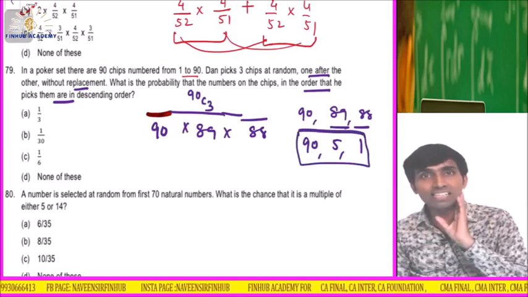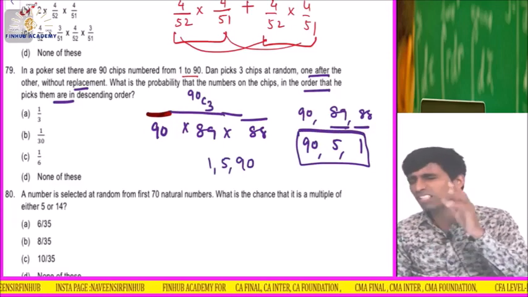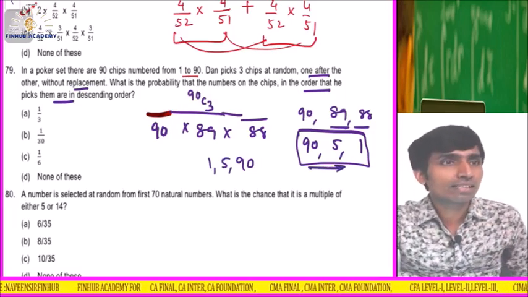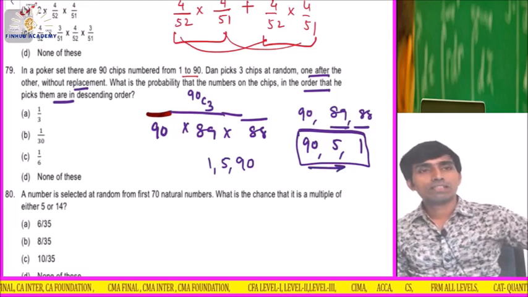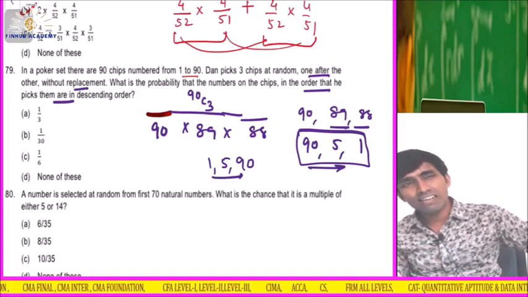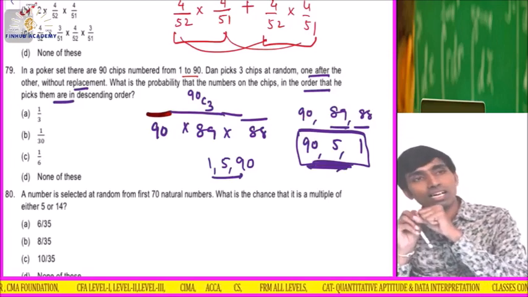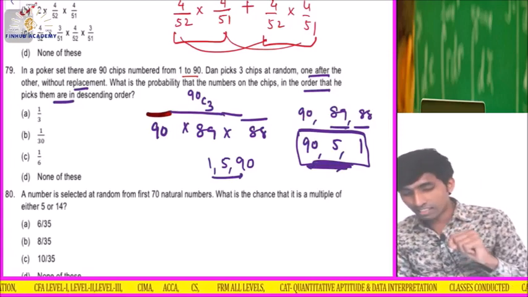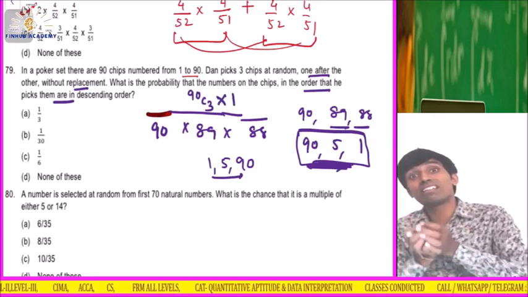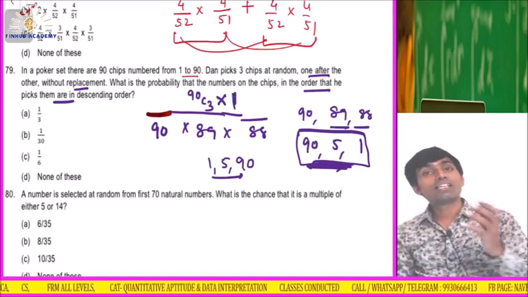This is already in ascending. If I arrange it like this, will it be in descending? No, it's ascending. Correct. So if I arrange it in any way except this way, it will be in ascending order. So only one way can I arrange it in descending order. Why is it 90C3? Because I am selecting the 3 things, and it can be arranged in only one way of descending. So 1.